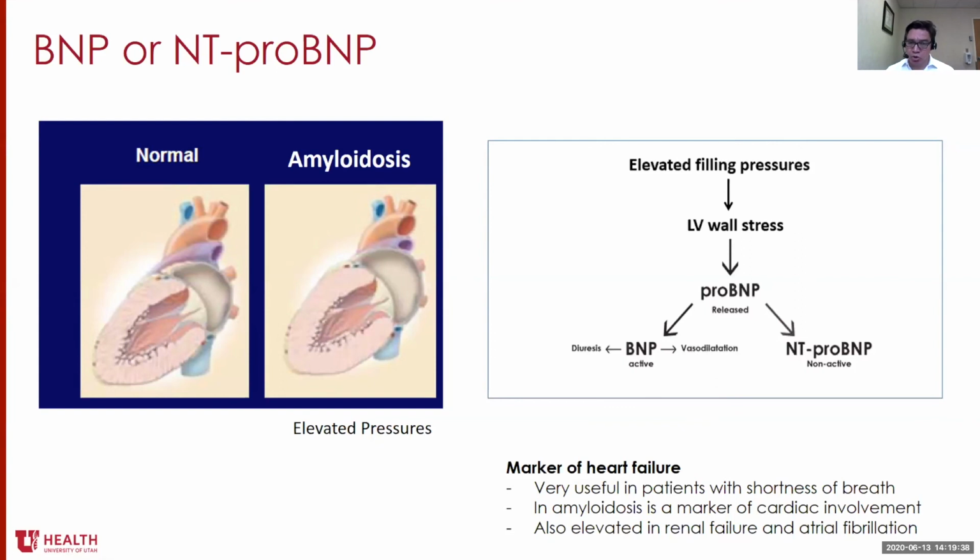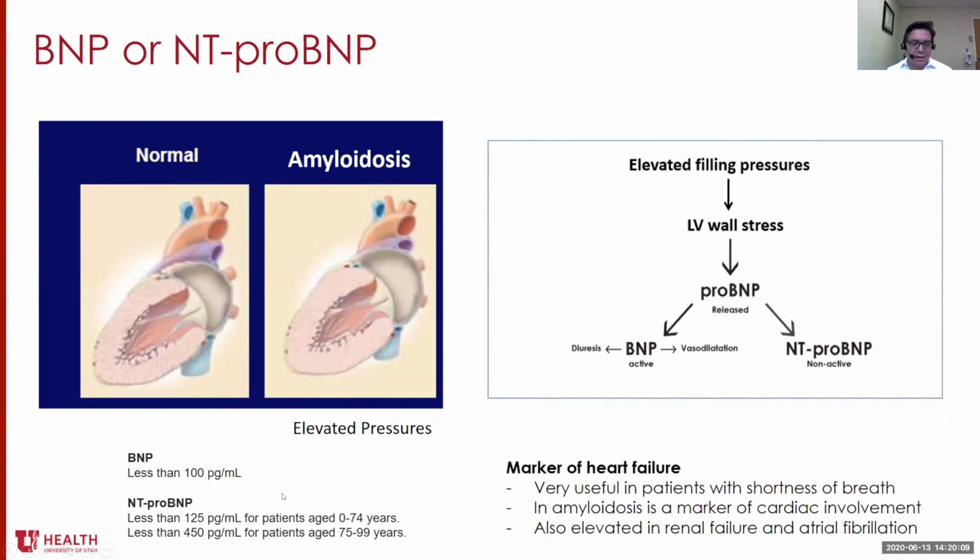But if the patient comes short of breath, you are not totally sure what is causing it, you measure the NT-proBNP and it's high, then that suggests that the heart is struggling. In patients with amyloidosis, these markers are even higher because the wall stress is higher. And we just need to be careful when we interpret these labs because they can also be elevated in patients with kidney failure and patients with atrial fibrillation.